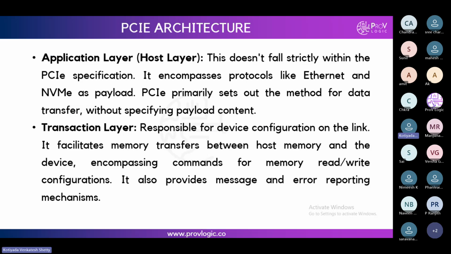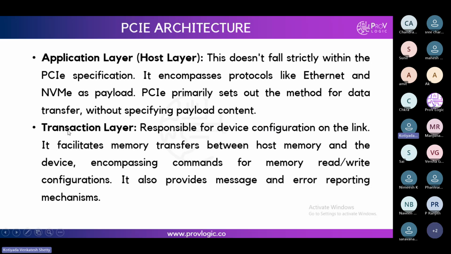First of all, the application layer or host layer. The application layer is where data comes from the application, means from outside, through AXI or AHB, some bus protocol. For PCIe, the communication with the application happens through AXI or AHB only. Through that bus protocol only the data will come.